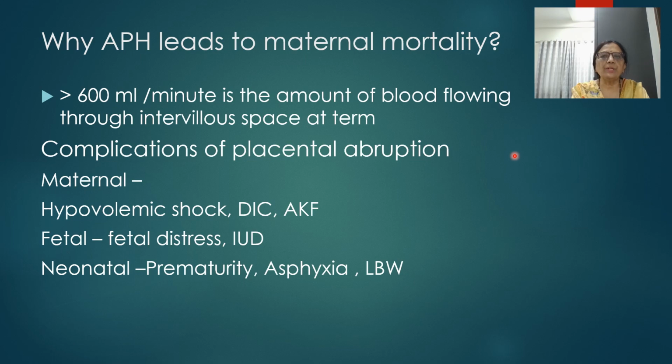Now, why does antepartum hemorrhage lead to maternal mortality? For that, what we need to remember is that more than 600 ml per minute of blood is flowing through the intervillous space at term. So whether it is the bleeding because of the separation by abruption or placenta previa, whenever the placental cause is there, the amount of blood which is getting lost is so high. If 600 ml per minute is flowing through the intervillous space, we can imagine how much will be the collection of blood over hours.